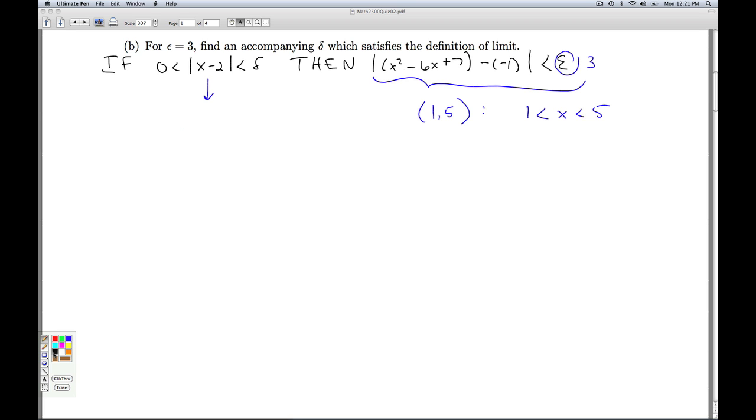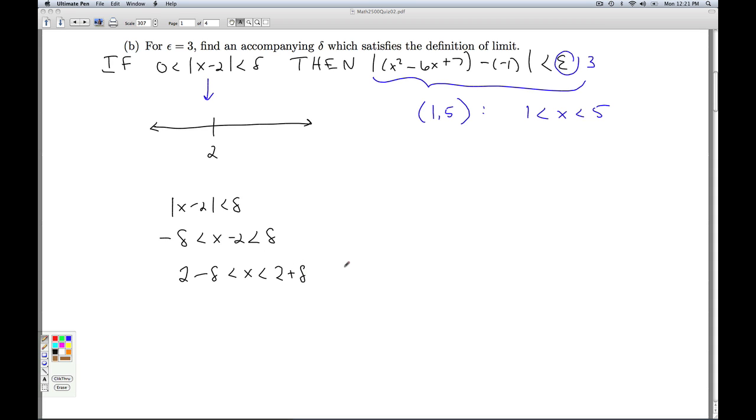Let's go to the real number line. Let's put 2 there. And let's do a little bit of intermediate algebra. If we're saying the absolute value of x minus 2 is less than delta, we're saying that minus delta is less than x minus 2 is less than delta, or 2 minus delta is less than x is less than 2 plus delta. So if I add 2 across that inequality, that's what I get. So what I'm doing is setting up a symmetric interval around x equals 2.